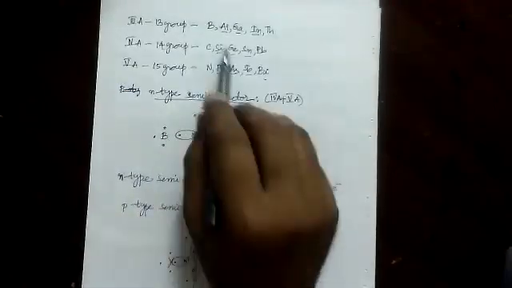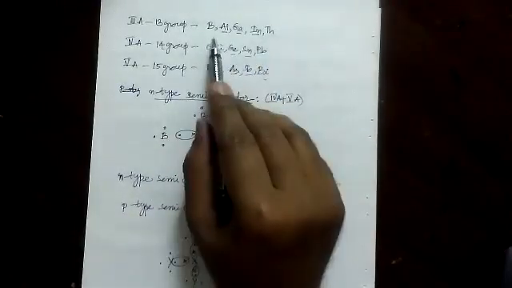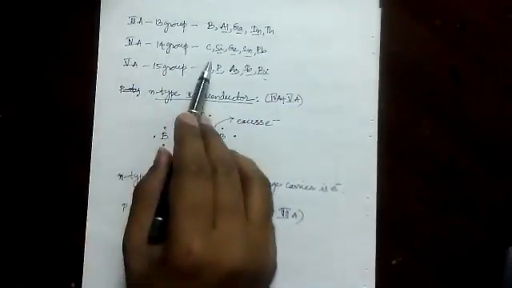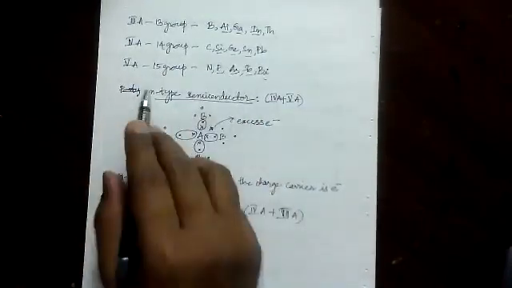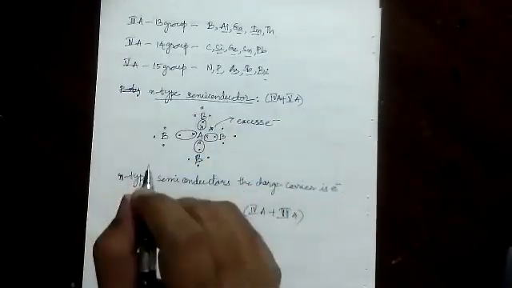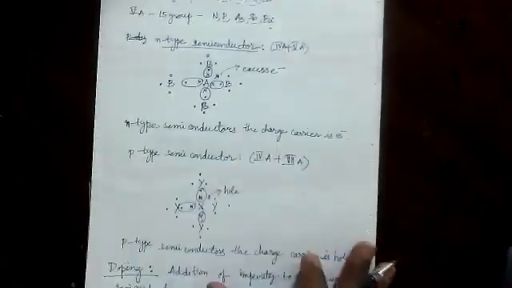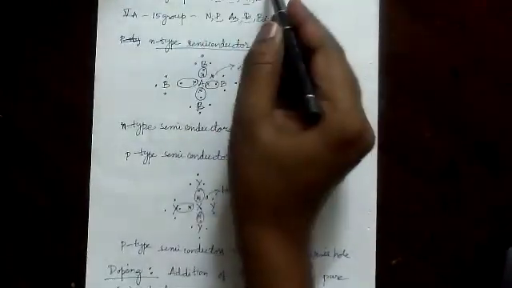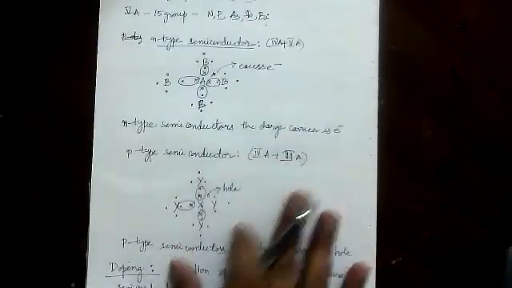See, once again, the third group element is also known as the 13th group element: boron, aluminum, gallium, indium, thallium. Boron is a gas and thallium is a radioactive element. Similarly, the 14th group is carbon, silicon, germanium, tin, lead. The 15th group elements are nitrogen, phosphorus, arsenic, antimony, and bismuth. Here these are all gases and these are the radioactive elements. So we only use the middle ones.